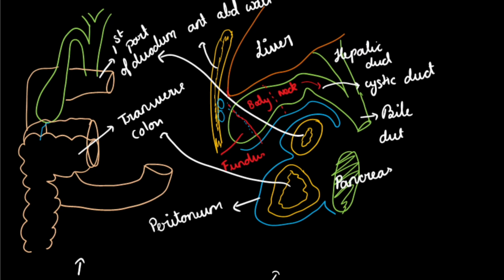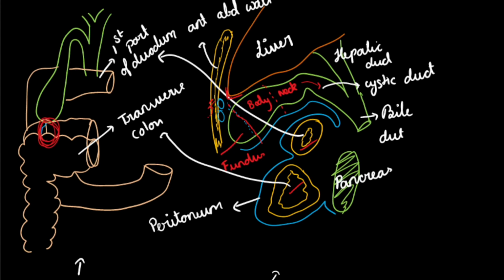You know that this is the inferior border of the liver, and this fundus is situated beyond the inferior border. It is related to the anterior abdominal wall in front, and behind it is related to the first part of duodenum and transverse colon. You can see in this image also that the fundus is mainly related to the transverse colon here. So this is all regarding the fundus.